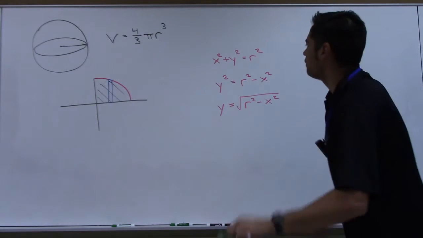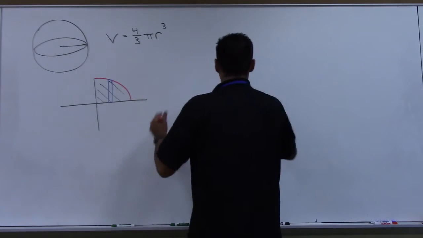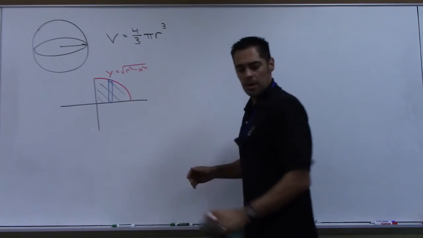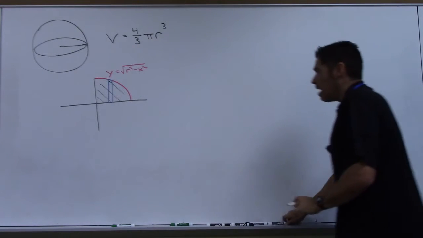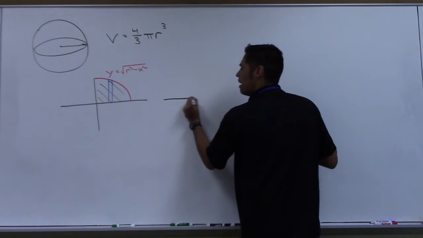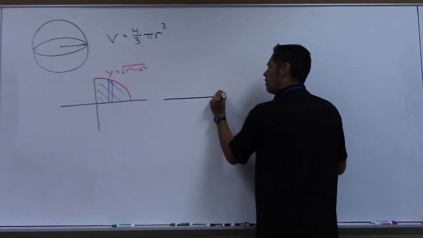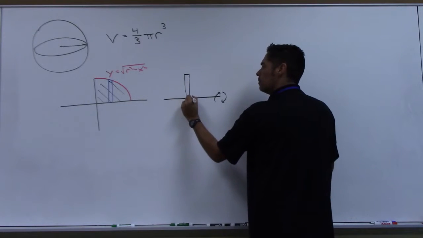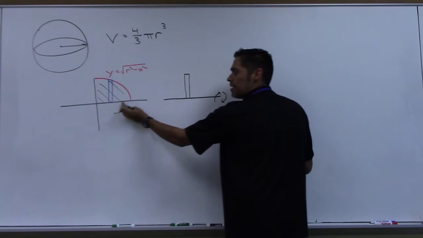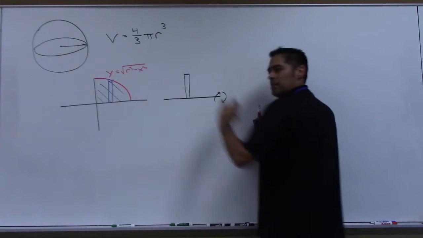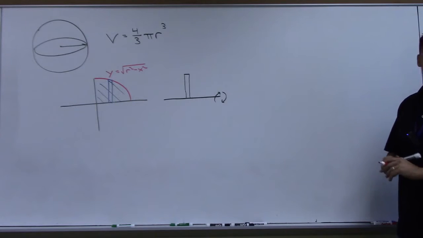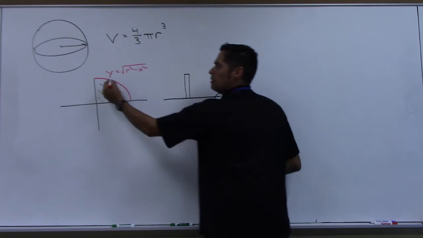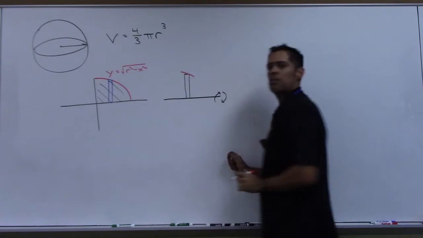So now that I've got that function written down, y equals square root of r squared minus x squared, I will come to the side. I will label my axis of rotation. I will draw my rectangle as it appears to me. And notice that the rectangle always touches the x-axis, doesn't it? Right? That's why it's written that way. What is going to determine the top edge of my rectangle? What determines that? This red curve, right? That red curve is what determines that height.